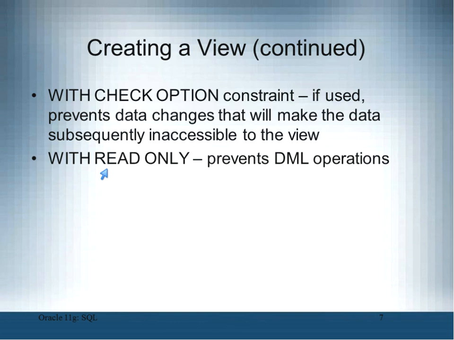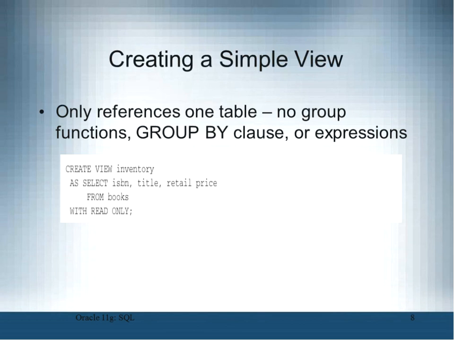That's an option that you can put on your view. And the with check option prevents the data changes that will make the data subsequently inaccessible to the view. So if you change it and then the records drop out of the view, like they will no longer satisfy your criteria and such, that's when you use check options.